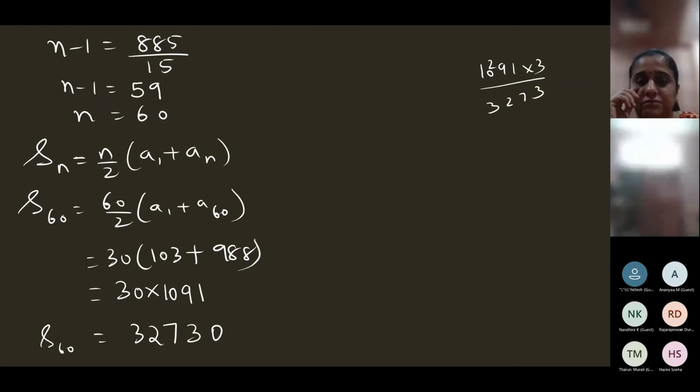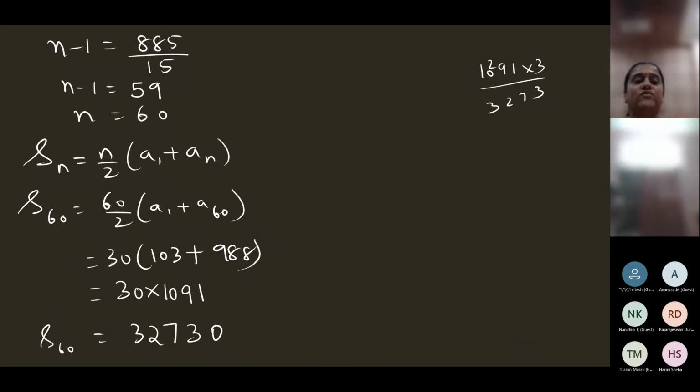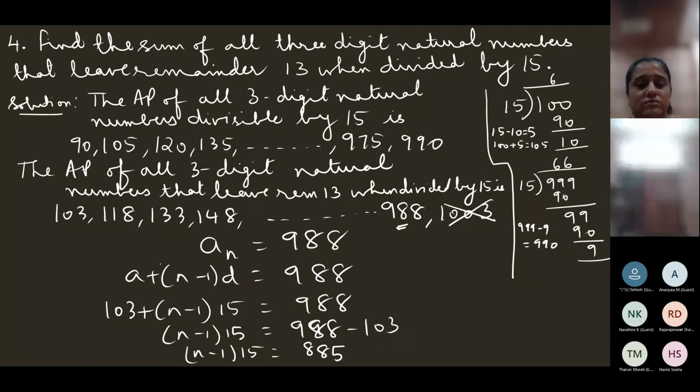Now with that, you'll have to find n. Using the last term, you should find n, and then find the sum. To find the sum, you need n. You know a and d. You don't know n. You should find n using the last term, 988, and then you should find Sn. You can use the other formula also, n by 2 into 2a plus n minus 1 into d. You'll get the same thing. Got it, all of you? Any questions? Any doubts? No, ma'am.